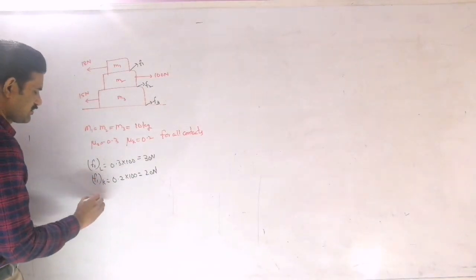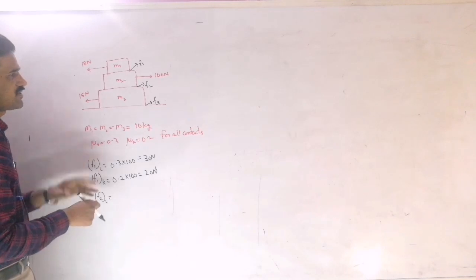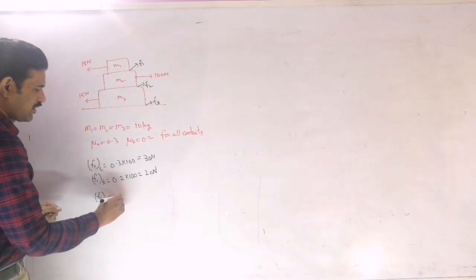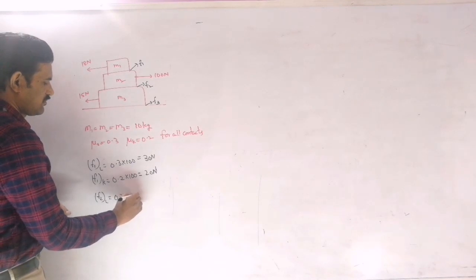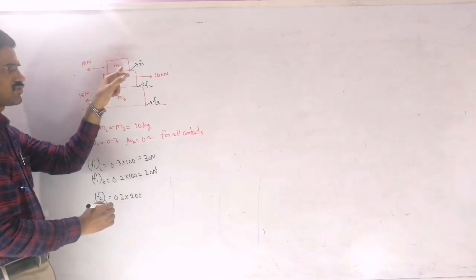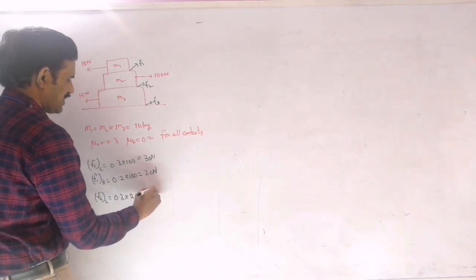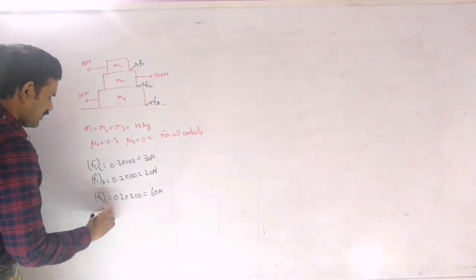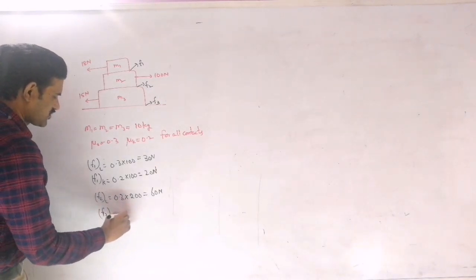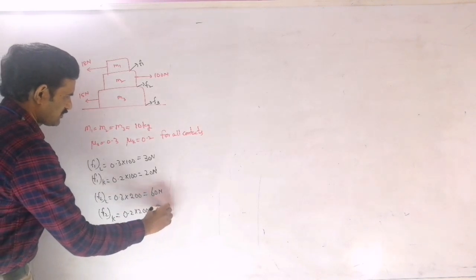And next, similarly F2 limiting. For this surface the coefficient of static friction is 0.3, and the normal reaction will be 200, that means 2 mg, with 20 and g. So this will be 60 newtons, and F2 kinetic will be 0.2 into 200, which is 40 newtons.